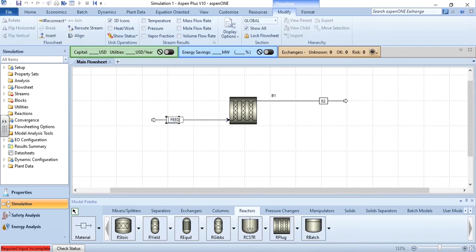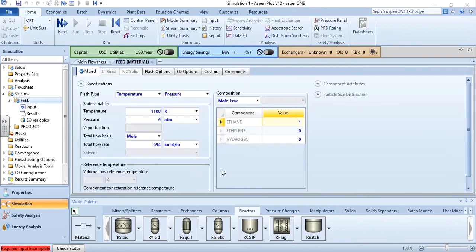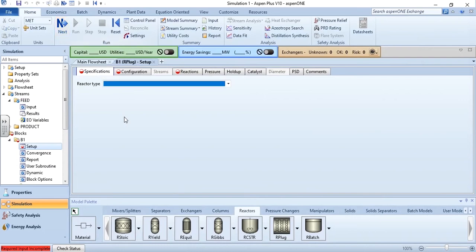I will label it as feed and product, and then I will skip the step of specifying feed and will show you the answers. And you can see 1100 Kelvin, 6 atm, 694 kmol per hour, and ethane is 1. And then we will go to the reactor, and this is the first interface of specification.